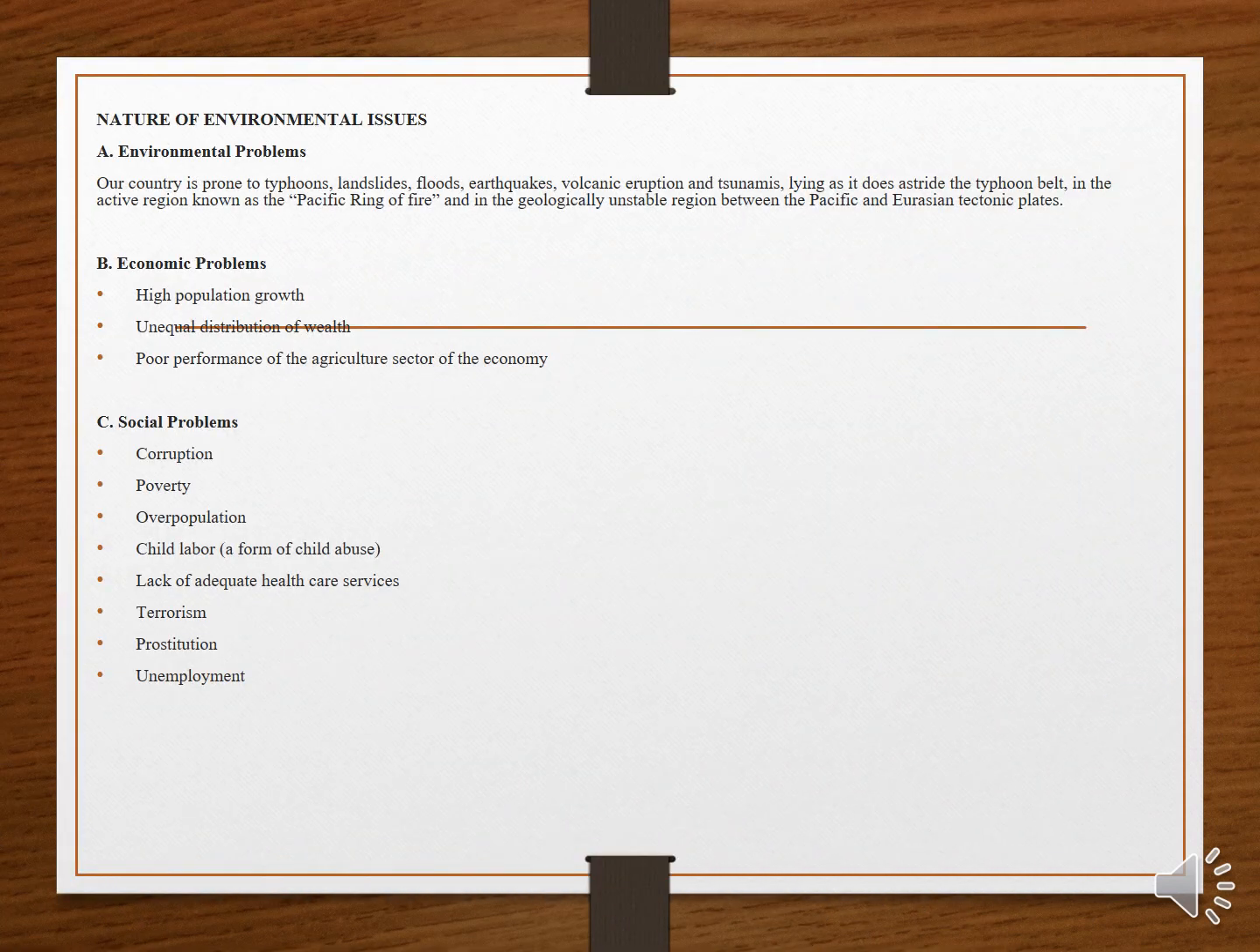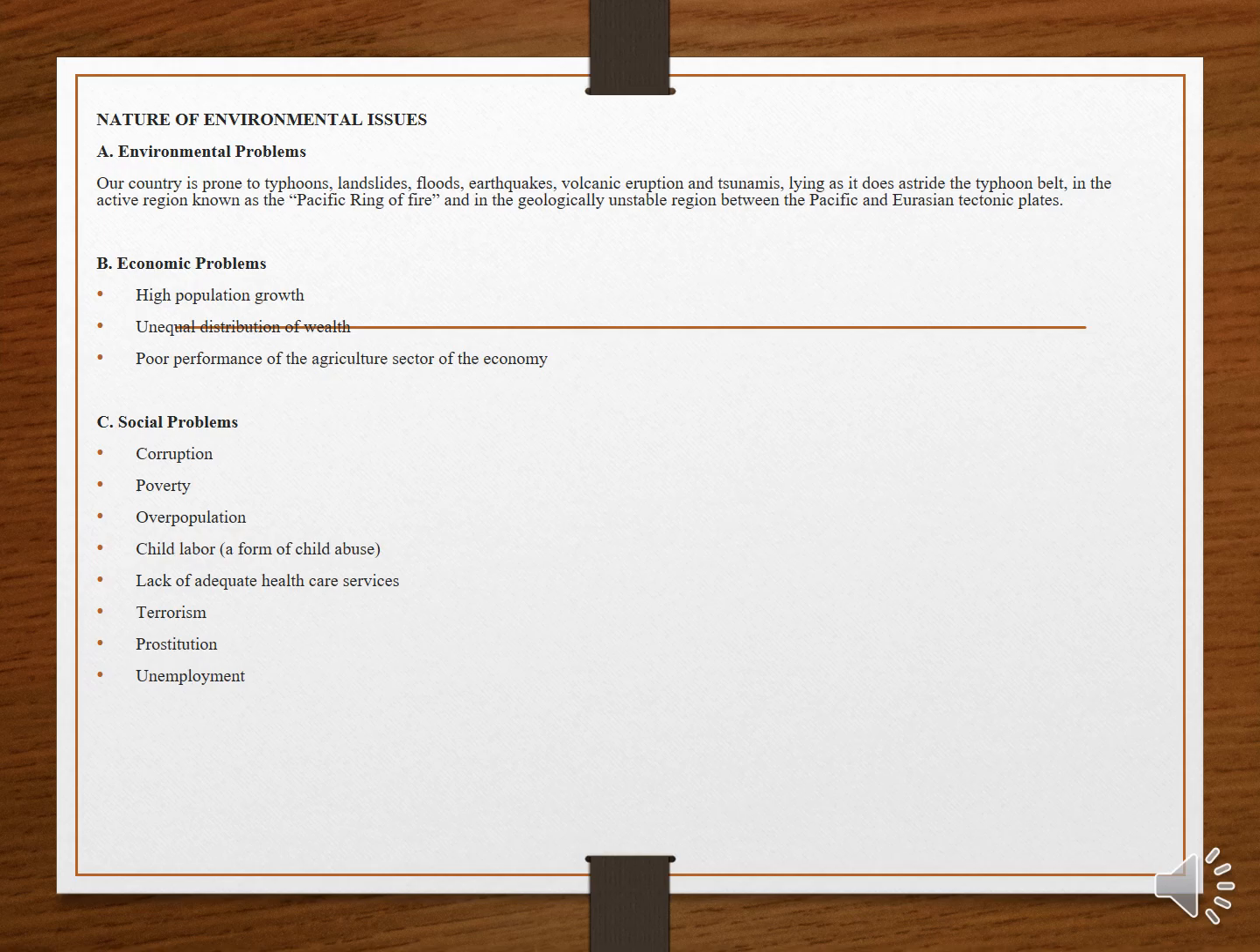Nature of environmental issues, environmental problems. Our country is prone to typhoons, landslides, floods, earthquakes, volcanic eruptions, and tsunamis, lying as it does astride the typhoon belt and in the active region known as the Pacific Ring of Fire, a geologically unstable region between the Pacific and Eurasian tectonic plates.